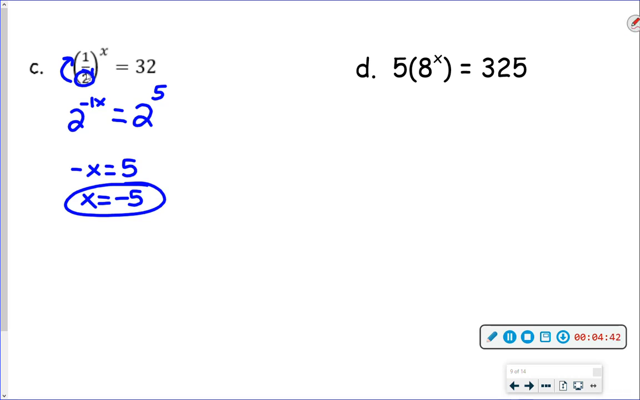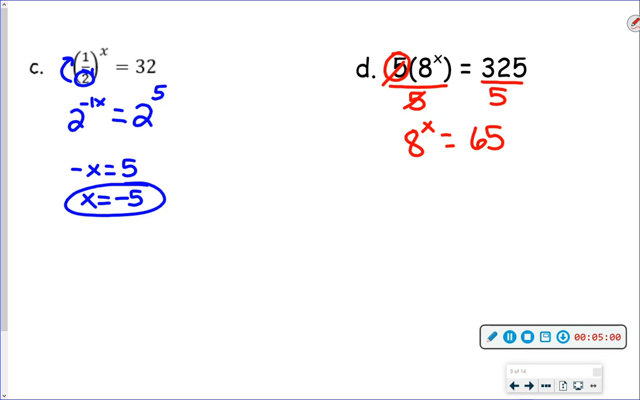All right, last one of these, D. Now, isolate the exponential expression. We haven't had this happen where you have this extra number. So the first thing I'm going to do is get rid of the 5. I can't make it 40 to the x. You would be breaking order of operations. So we're going to get rid of the 5. So again, you might need your calculator. 325 divided by 5, 65.